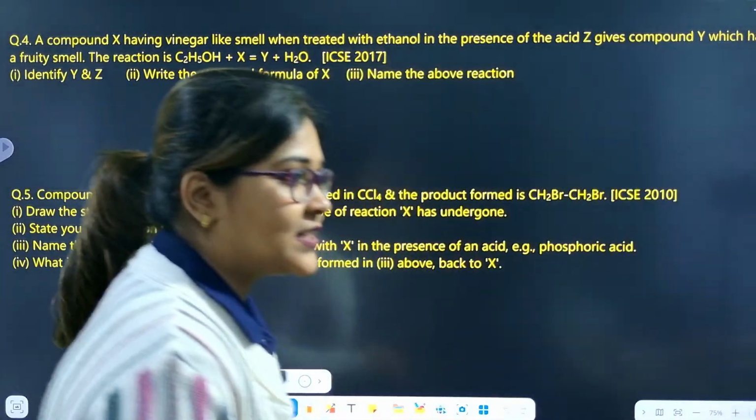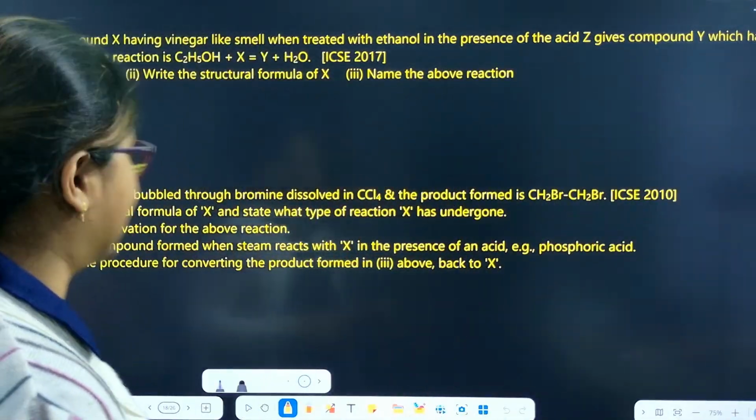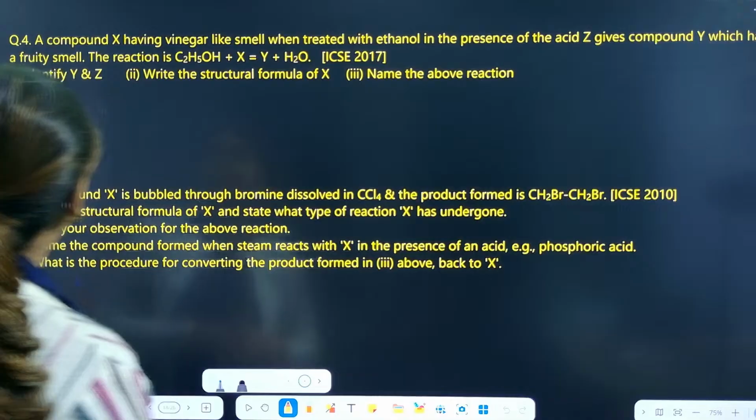Yes, both have written. Zahur Sheikh, yes, your answer is also correct. It is alkyne. Okay, next compound, let's come.